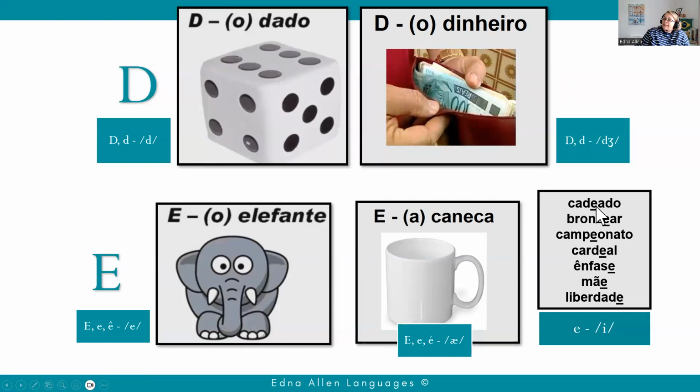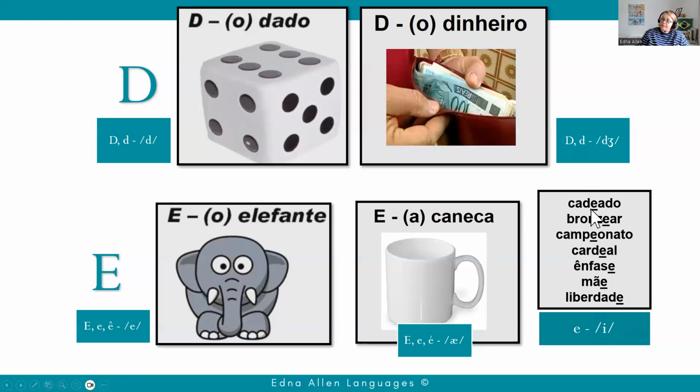Or it could be like here, cadeado, bronzear, campeonato, cardial, ênfase, mãe, liberdade. They all have an I sound, certo?